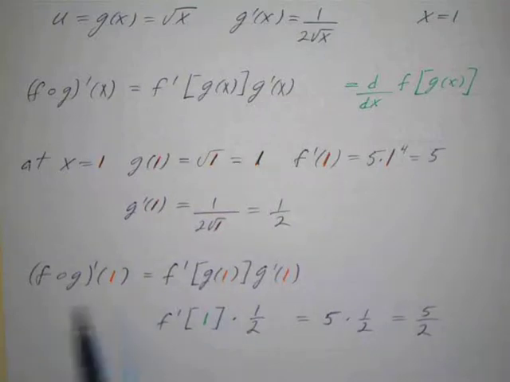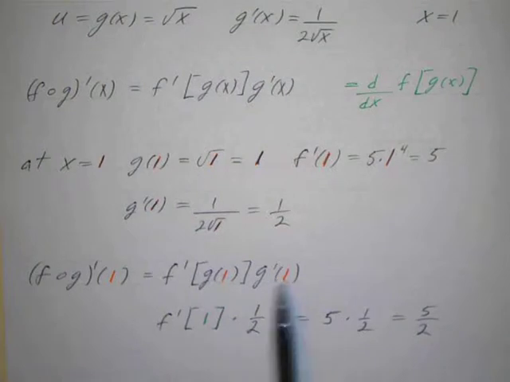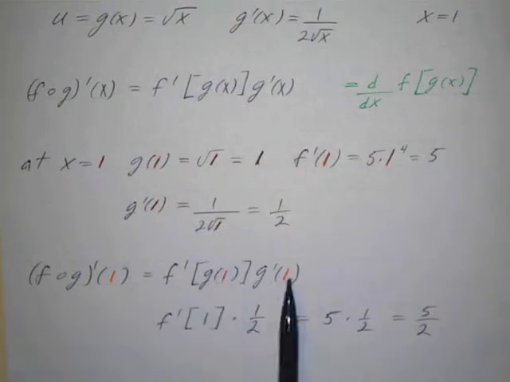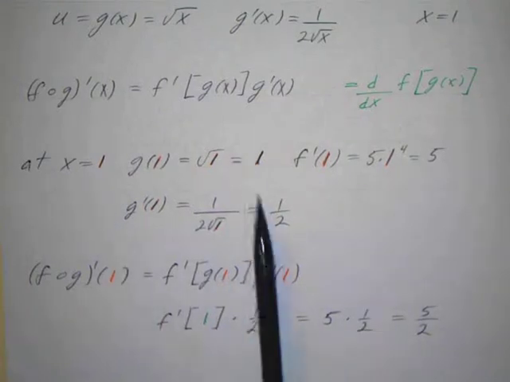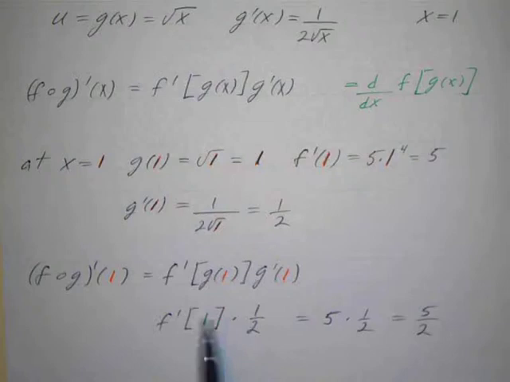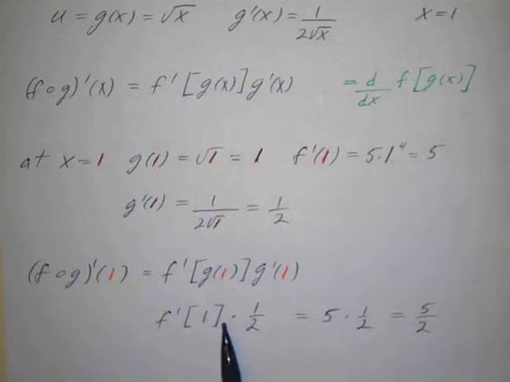So this is what we were trying to find, the derivative of the composite function at 1. By the chain rule, that's going to be f prime of g of 1 times g prime at 1. So f prime of the inside: the derivative of the outside function evaluated at the inside function, times the derivative of the inside function. And we found all these components. G of 1 was 1, so that goes inside here. And g prime of 1 was 1/2. And then what's f prime of 1? f prime of 1 was 5. So I have 5 times 1/2, which is 5/2.